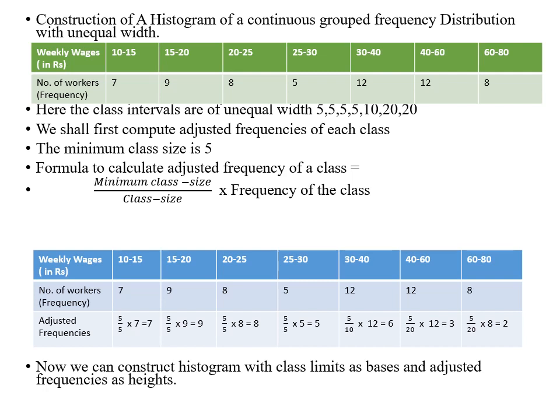In the last but one, the class size is 20. So 5 upon 20 into 12 equals 3. And so on in the last class. Now we can construct the histogram with the class limits as the basis, meaning the class limits are the same. But for each class limit, we now take the adjusted frequencies as their heights. So let's see.